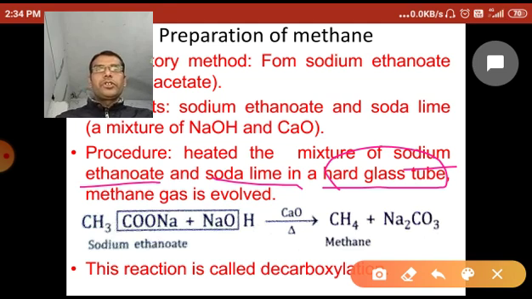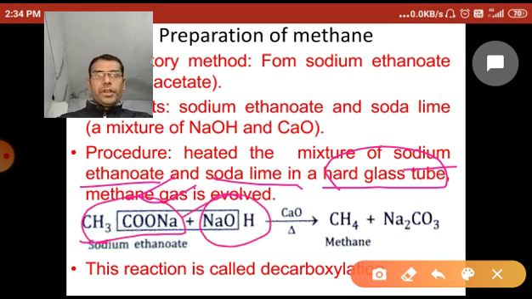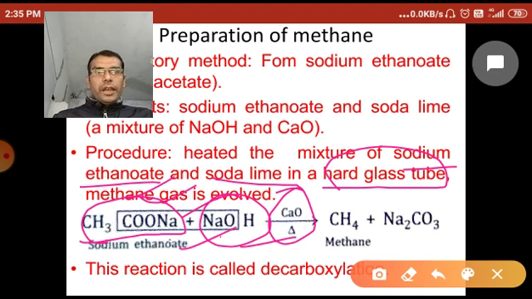After heating the mixture of sodium ethanoate with the sodium hydroxide and soda lime, methane gas is evolved. Methane gas is produced and evolved. Let's see the reaction. Sodium ethanoate reacts with NaOH and calcium oxide. When the mixture of sodium acetate and soda lime is heated, it produces methane gas, which is evolved in the glass test tube.